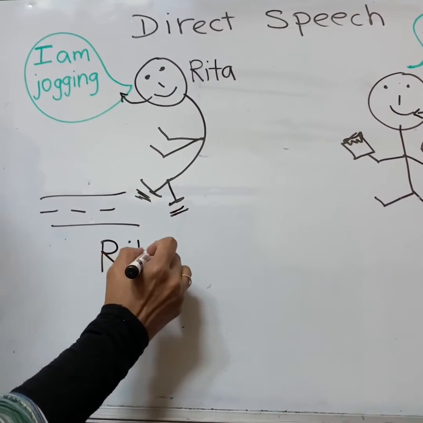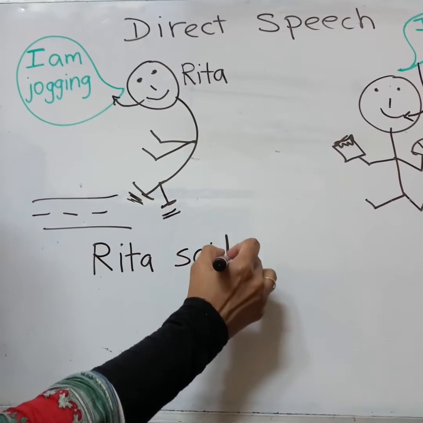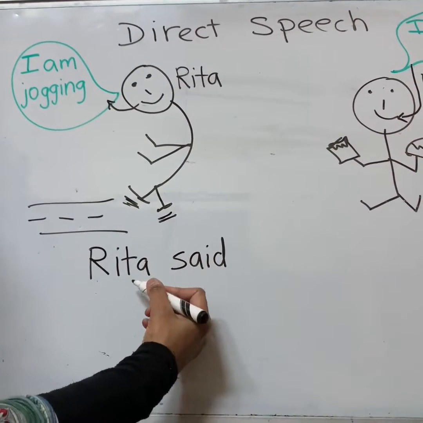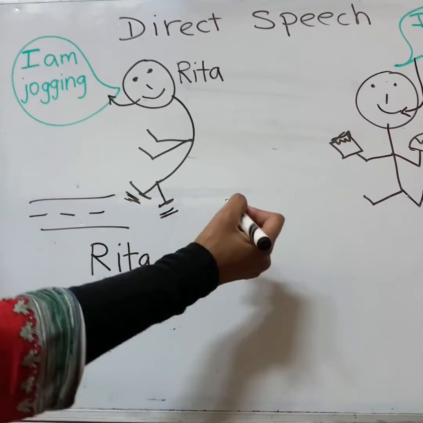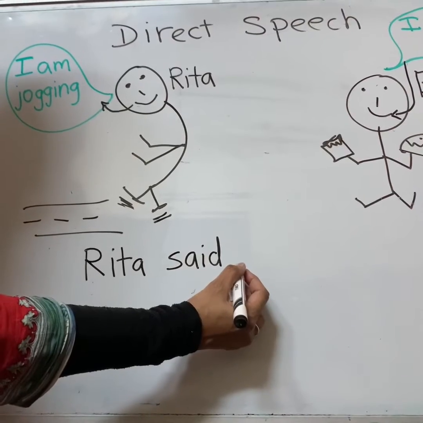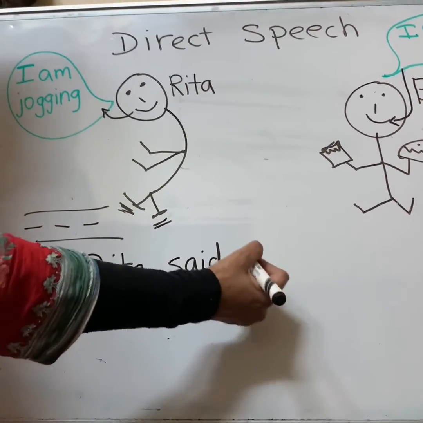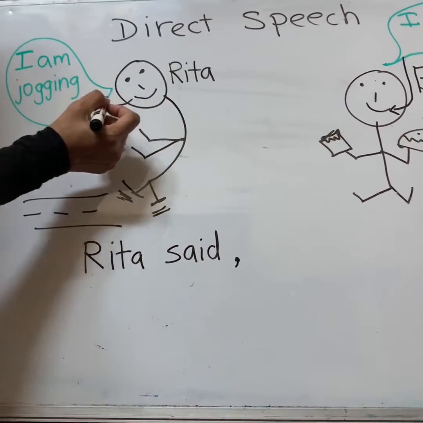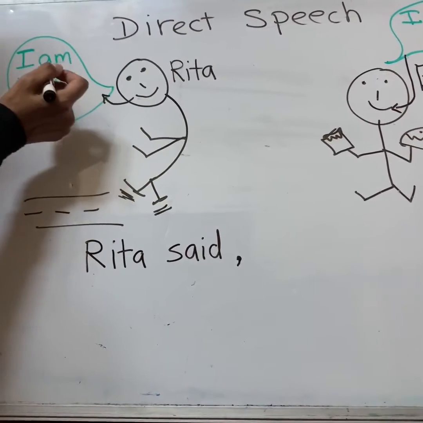Rita said, okay? What Rita said, what are her exact words? I'm giving a break by using a comma because I'm explaining about Rita. Rita said. Now what Rita said, actually, what are the words from her mouth? I am jogging. So these are her words, right?